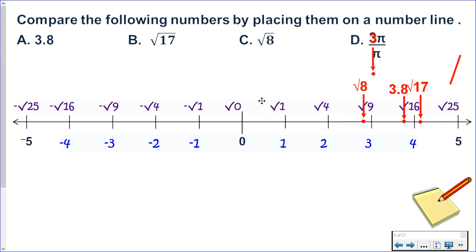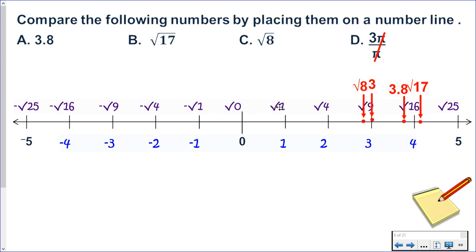And then finally, I see 3 pi divided by pi. Now, anytime I have pi divided by pi, I can cross that out. And so that's going to leave me with the integer 3. And I know that 3 goes right here on the number line. So when it says compare the following numbers, I can put them in order easily using my number line as long as I have the integers on the bottom and the perfect squares on top.